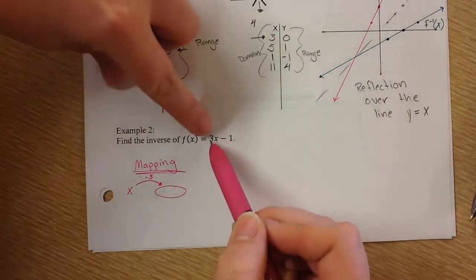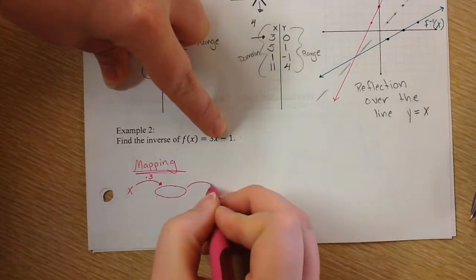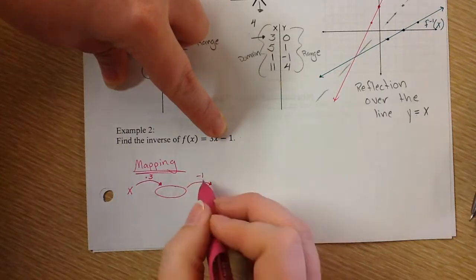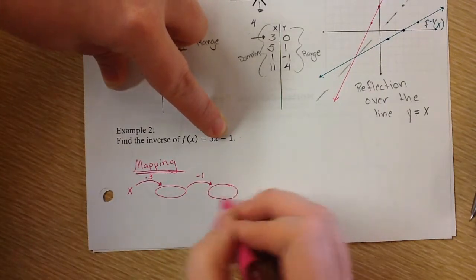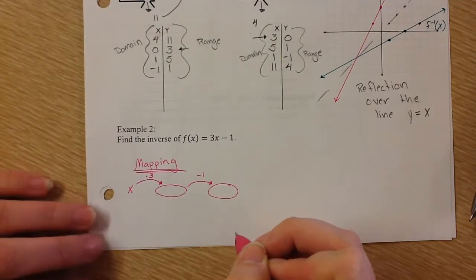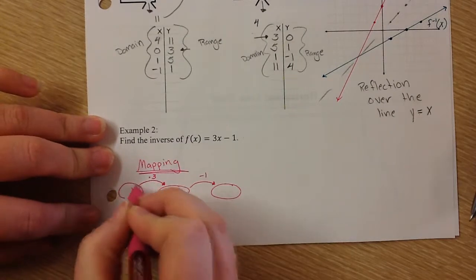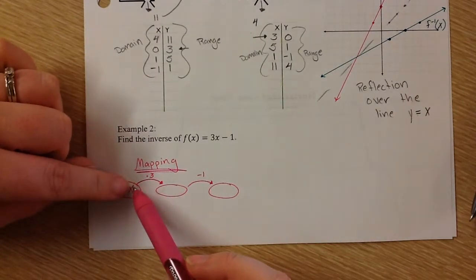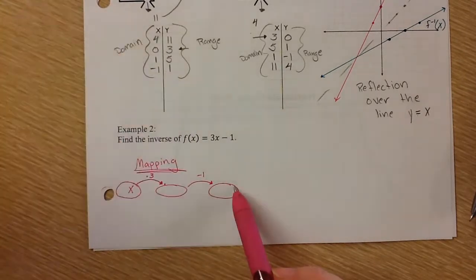And then once I'm done multiplying by 3, then what do I do? I subtract 1. So my next step is going to be subtracting 1. And then I get my final output, right? So first thing I do to x, let's put a bubble here on x: I take the number I'm putting in, I multiply it by 3, and then I subtract 1.